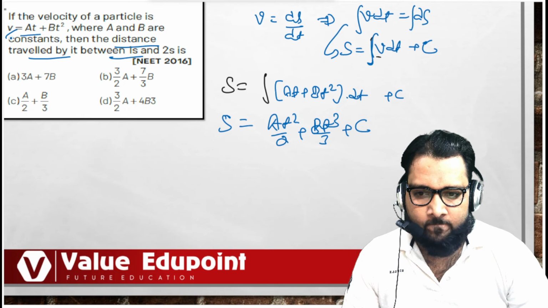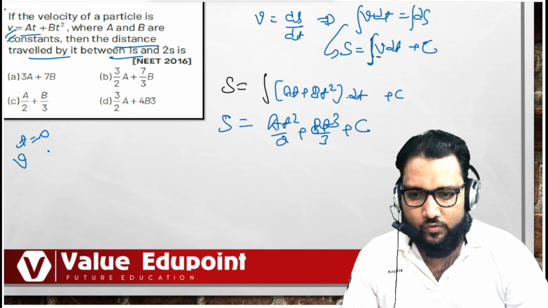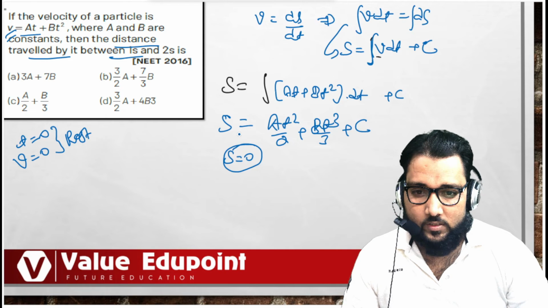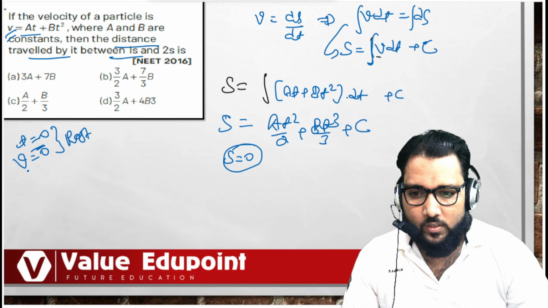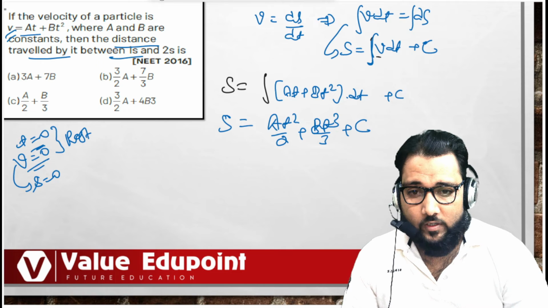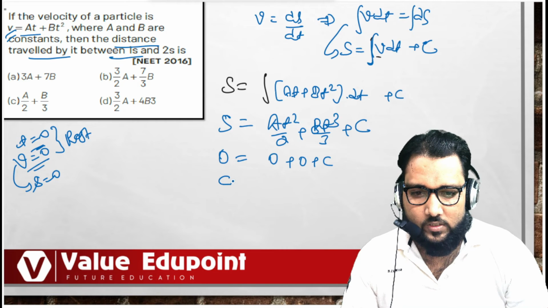Now look at this condition. If I put t equal to 0, then the velocity becomes 0, and the particle starts from rest. So here when I put t equal to 0, s will come out to be 0. Since at t equal to 0 the velocity is at rest, hence the displacement will be 0. When you put these values, using this boundary condition in this expression, here is 0, and this term will be 0, this term will be 0, so C. So the value of the constant will be 0.